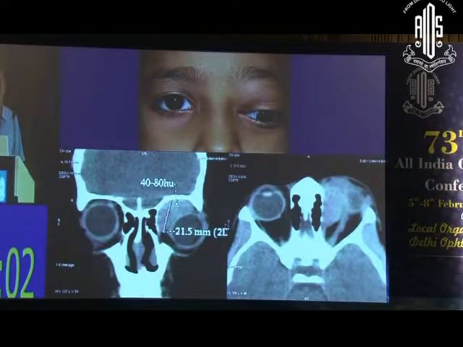Okay. Now this was a 6-year-old child who had swelling in the upper eyelid. Let's see. Doctor, okay, say this is for 10 days. 10 days, no fever, nothing, absolutely nothing. Just a mass.